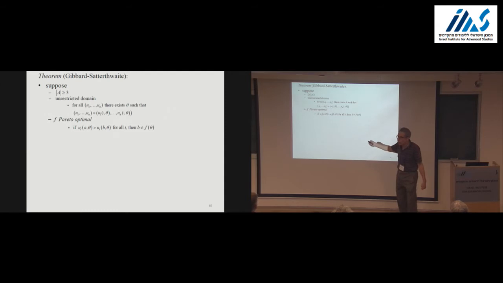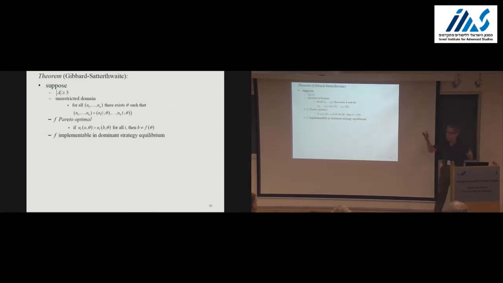By the way, we don't actually need Pareto optimality for Gibbard-Satterthwaite. There's another assumption, the assumption that F is onto A, which could be used instead, but this is certainly a convenient assumption to make, so I'm going to impose it. And of course, if F is implementable in dominant strategy equilibrium, then F must be dictatorial. That's the negative consequence of these 4 assumptions.